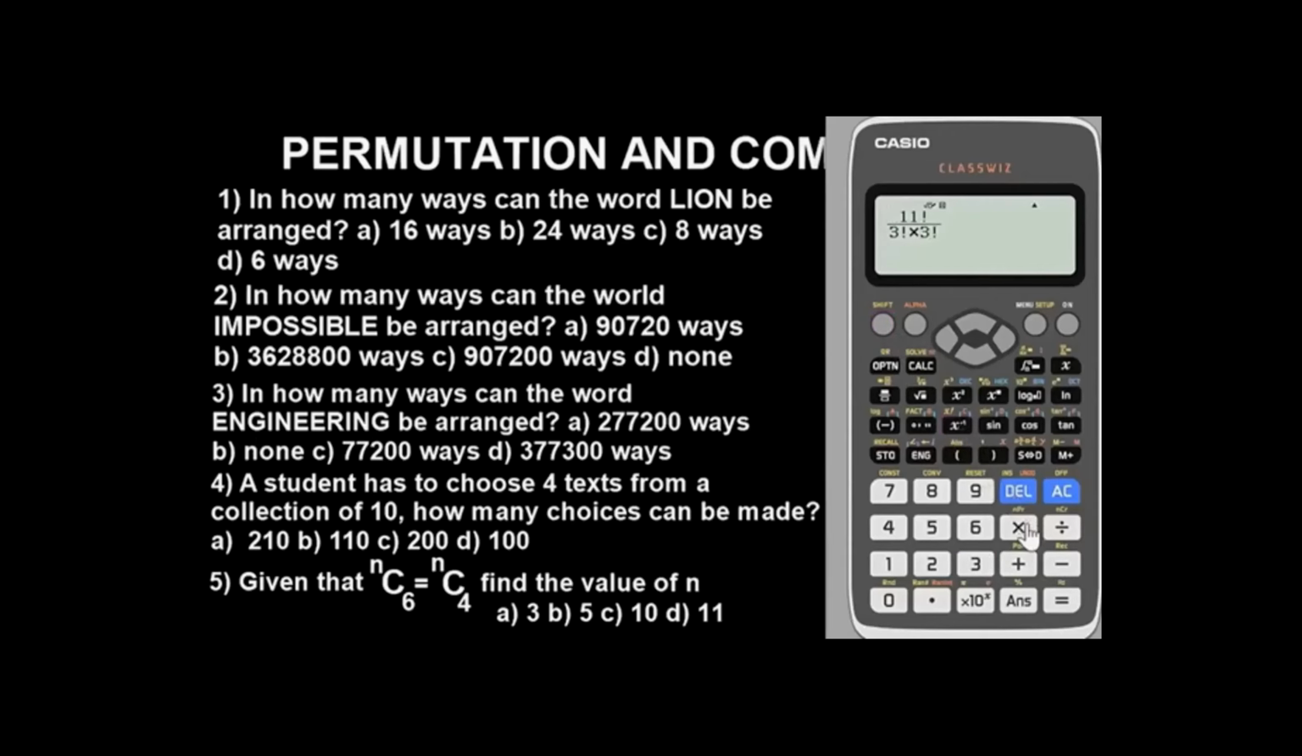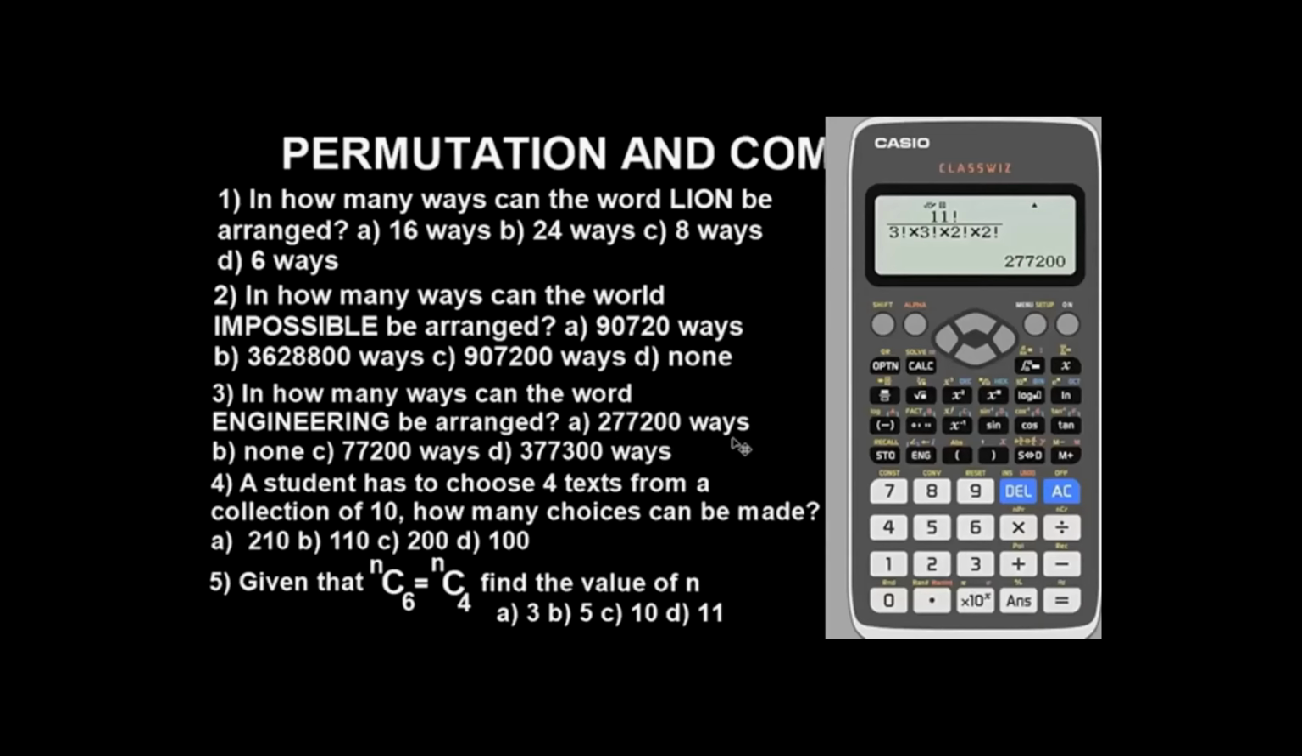Times which other letter? We have G. G how many times? 2 times, 2 factorial. Times which other letter? We have mentioned E, N, and G. Lastly, we have I. How many times for I? 2 times, that's 2 factorial. Simple as that, guys. Hope you're following. So let's press equal and get the results. 277,200. So the right answer is option A, 277,200 ways.